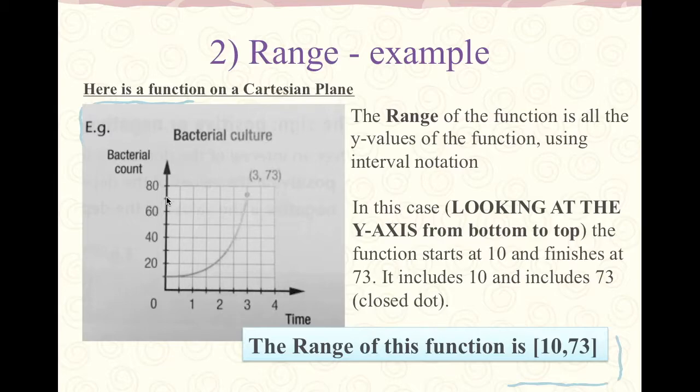10 to 73. Closed dot here, so we include it, right? Closed dot, and assume there's a closed dot here too, just because of the context of this question, we assume that it's a closed dot, okay? So closed brackets 10, 73, and that's range.